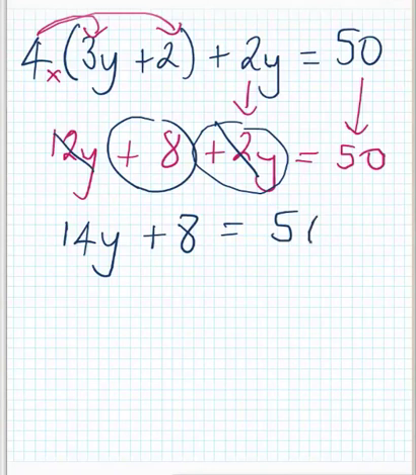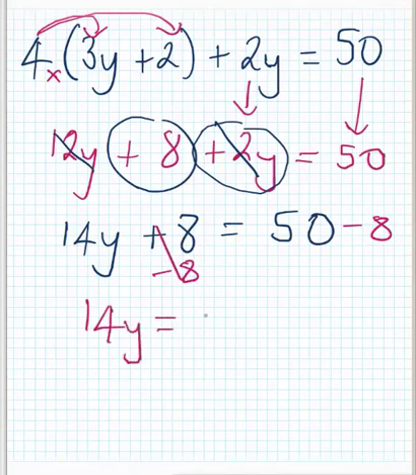And now we just solve this as we normally would. So you can see why this one was more challenging, only because we had a plus 2y that we had to add with the 12y once we expanded. And now you can solve this. So minus 8 on both sides, and minus 8. So we have 14y equals 42. 50 minus 8 is 42.